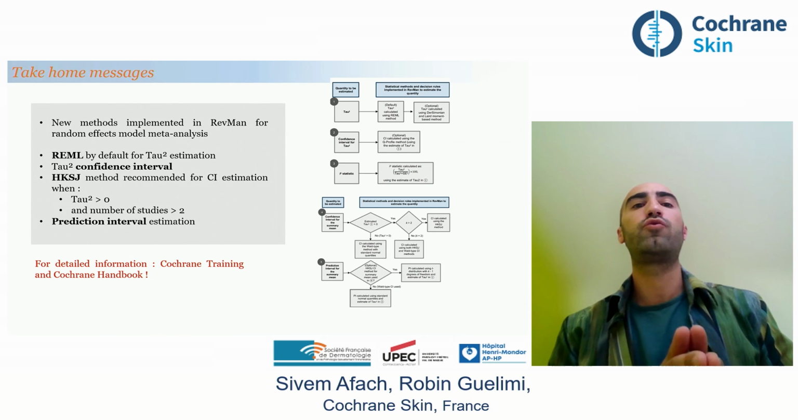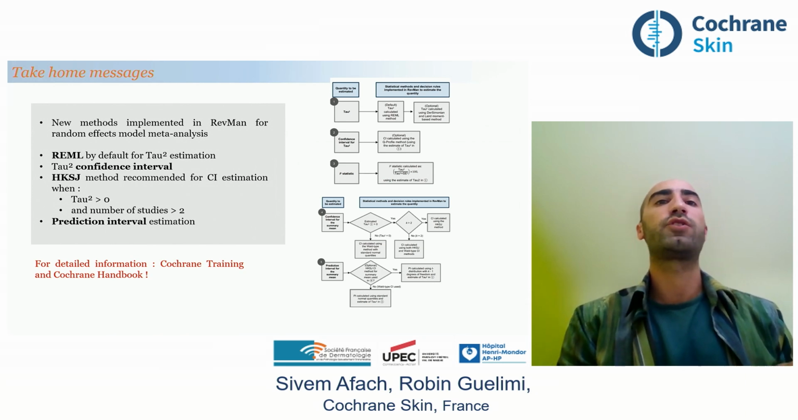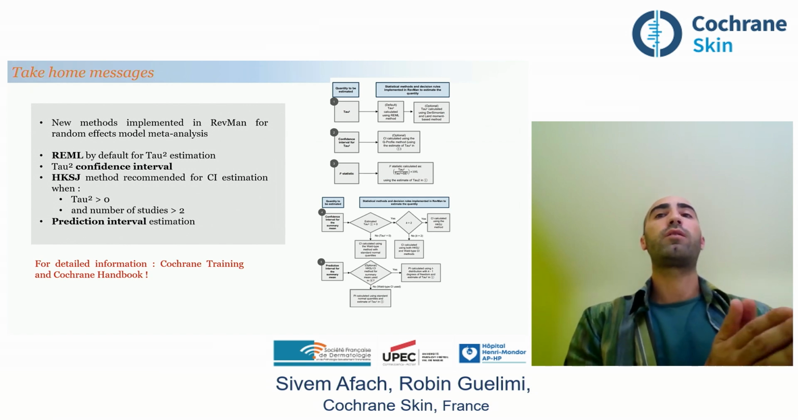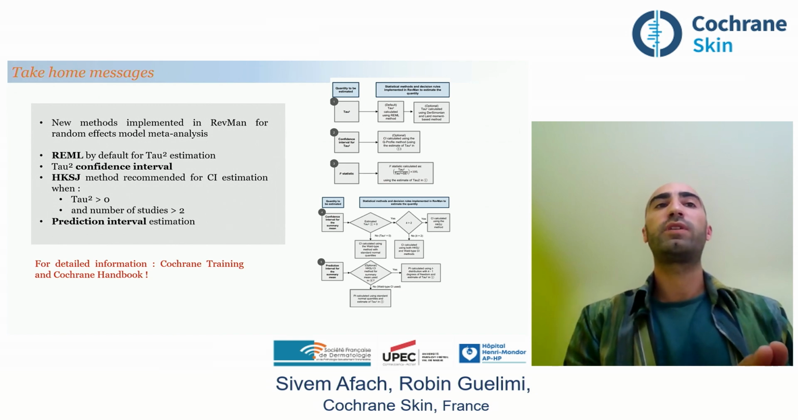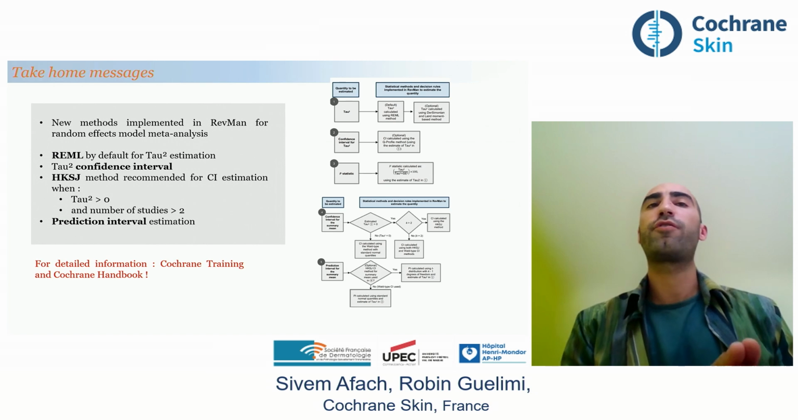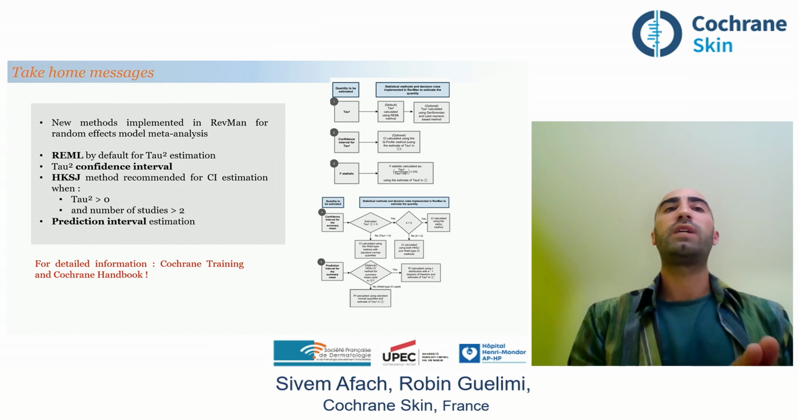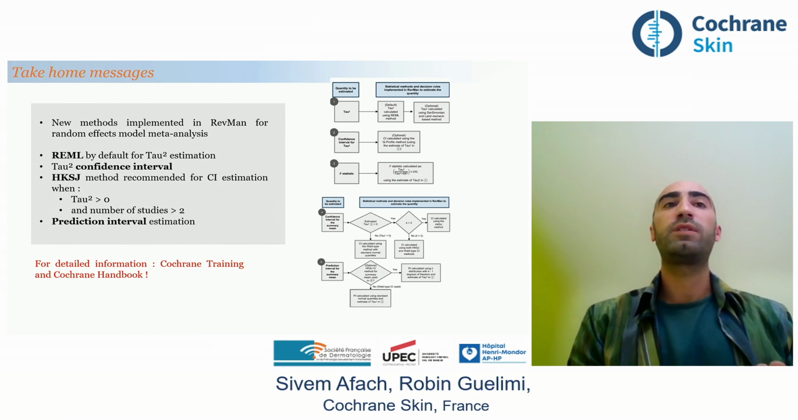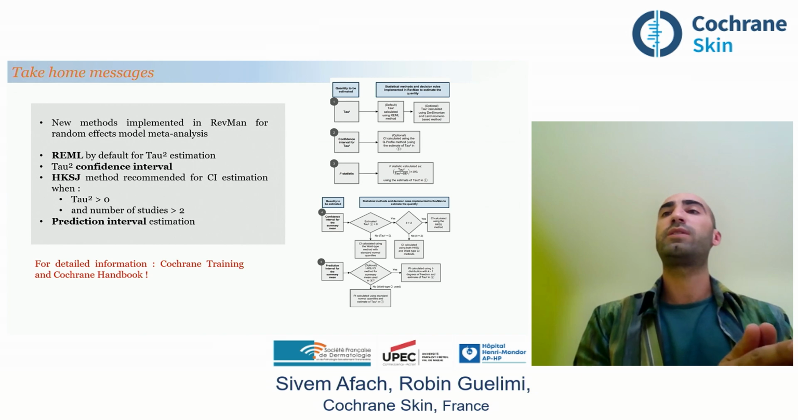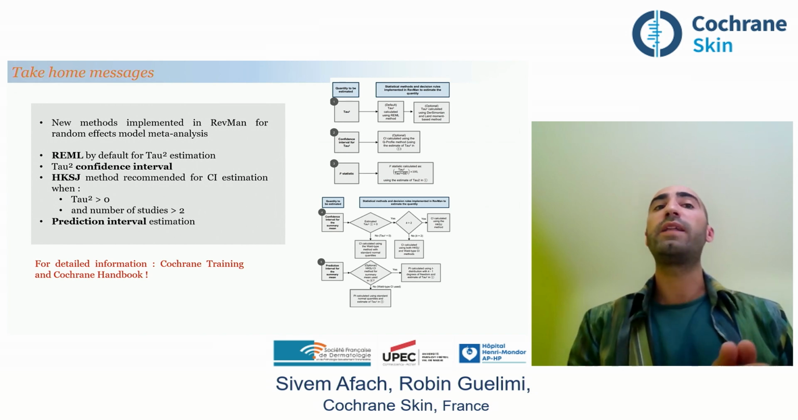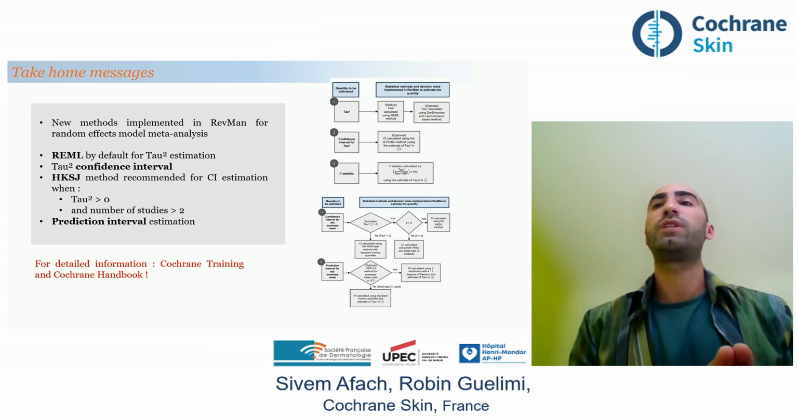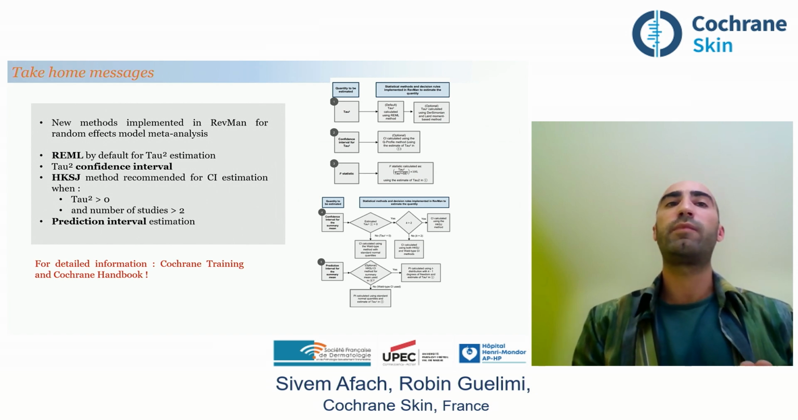And we can also see that these new recommendations are now updated in the Cochrane Handbook, in the section dedicated to meta-analysis with random effect model. What we need to remember is that for the tau estimation, now the default method is the restricted maximum likelihood method. But authors can still choose to use the DerSimonian and Laird method if they want to, but this is optional. And for the estimation of the confidence interval for the summary effect, now the Hartung-Knapp-Sidik-Jonkman method is recommended, but only if there is heterogeneity, which means tau square is above 0, and if the number of studies is above 2. Furthermore, RevMan now makes it possible to estimate the prediction interval using similar methods as the one used for the estimation of the confidence interval.